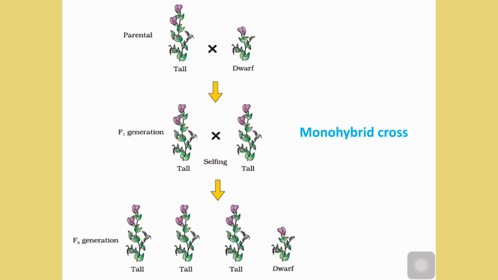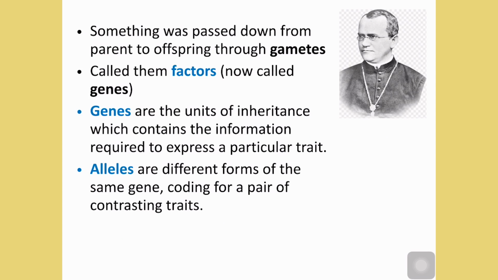Mendel carried out such monohybrid crosses with his other selected characters and found that the pattern remains the same. Now, based upon his monohybrid crosses, he made some inferences. So these are the inferences. He said that something was being passed down from parent to offspring through the gametes. He didn't know what those things were, so he just called them factors. We now call them genes.